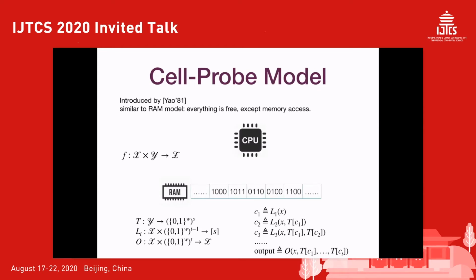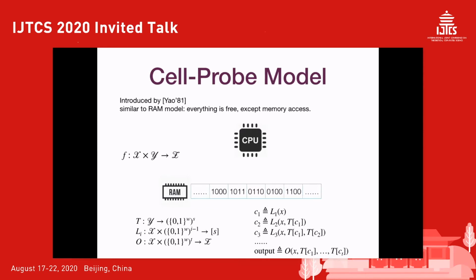Before introducing our approach to proving lower bound for RMQ, I would like to introduce the computational model. The cell probe model is introduced by Andrew Yao in 1981. It is very similar to the famous RAM model. In the cell probe model, operations are free, except memory access.